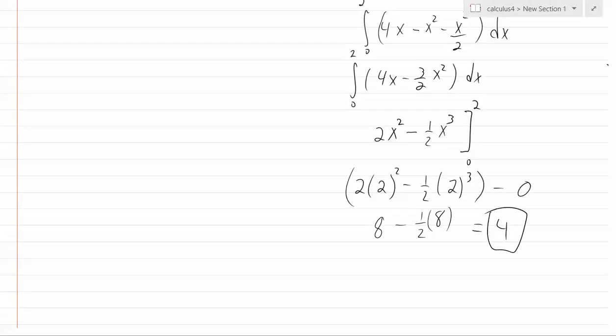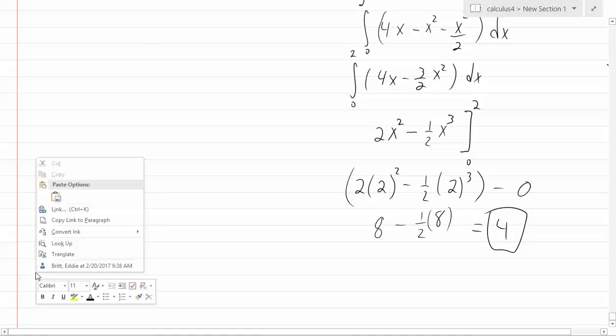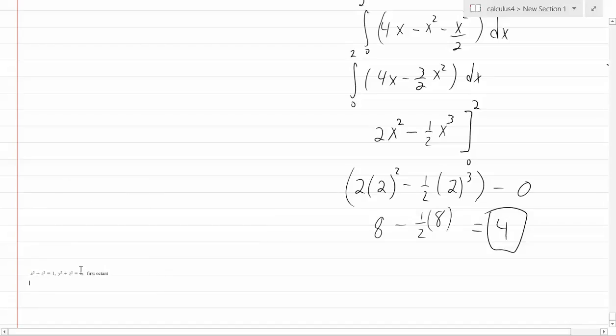Hopefully this won't be too tough. I'm just picking a random problem. I could give you another solid figure like that, but they all basically work out the same way. You just look at the figure and set up the boundaries.